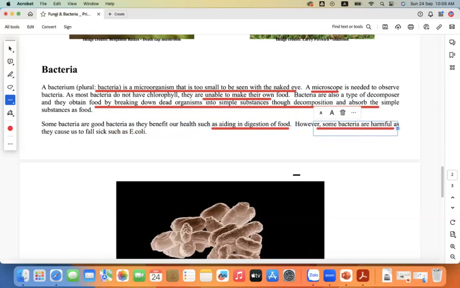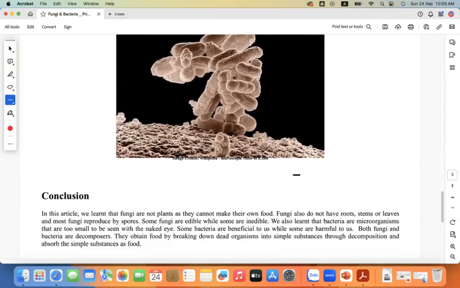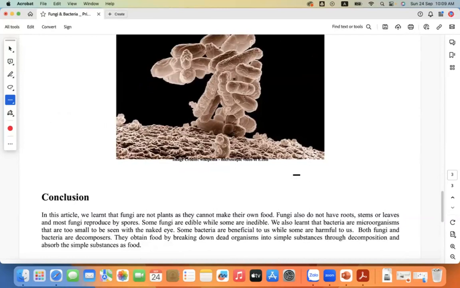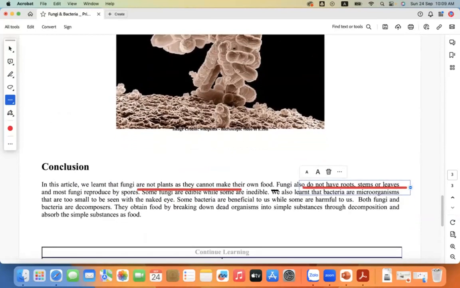All right, next up. So in conclusion, based on what we have learned today, fungi are not plants because they cannot make their own food. Fungi do not have roots, stem, or leaves. Fungi reproduce by spores. Some fungi are edible, while some cannot be eaten.